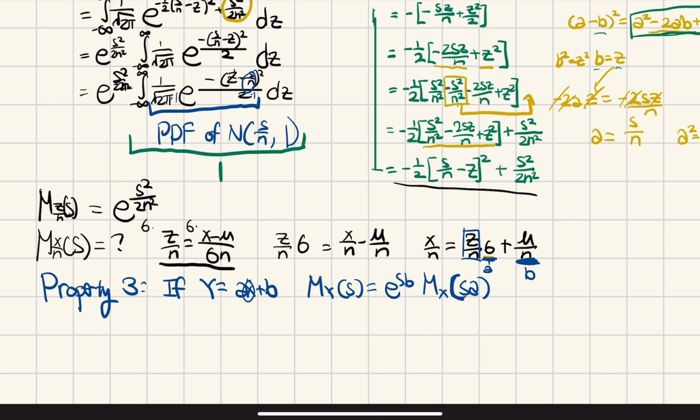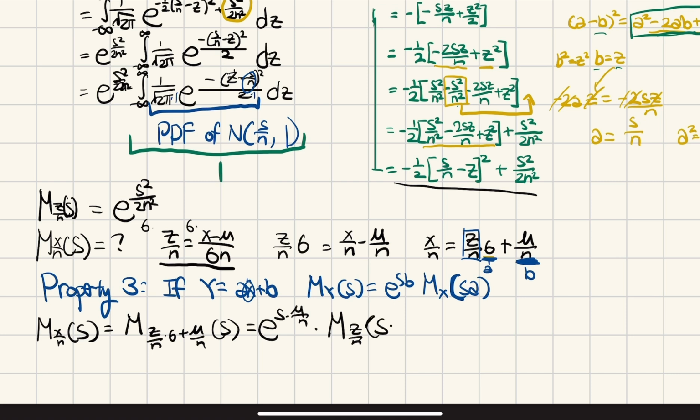So this equation becomes the moment generating function of X over N is the moment generating function of Z over N times sigma plus mu over N, which is e to the s times b, in this case mu over N, times the moment generating function of Z over N at s times a, in this case sigma. Oh, my sigma looks kind of weird.